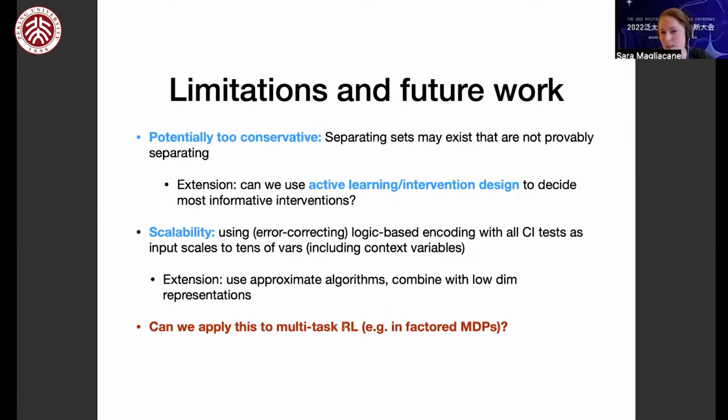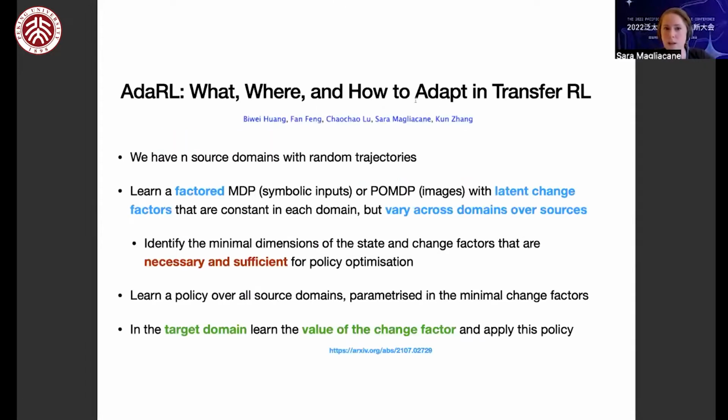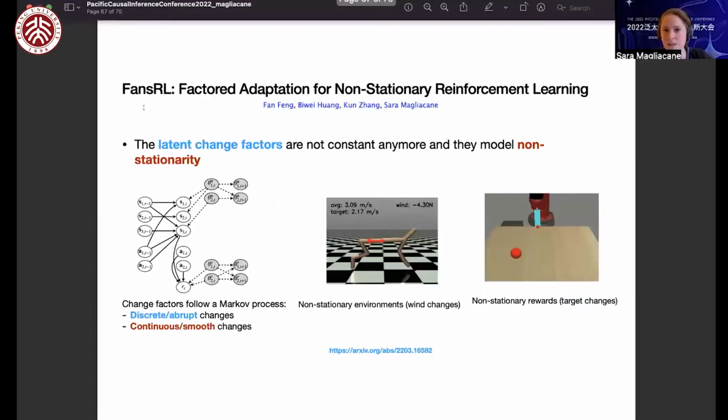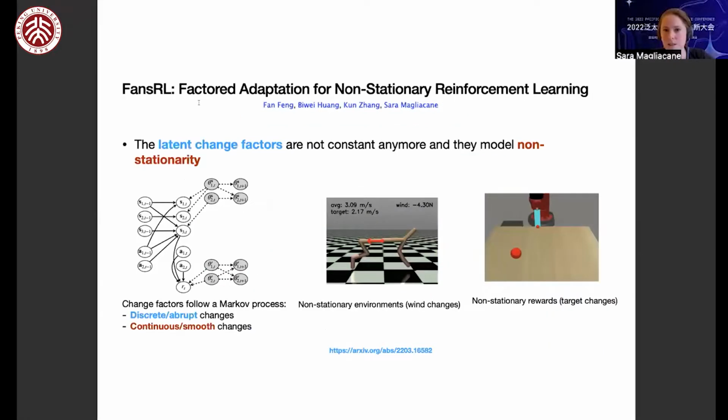So we applied this to many tasks in reinforcement learning. I hope Xiao maybe mentioned it already. So we worked a lot on learning factored MDPs and POMDPs and how to use this data in these cases. So we had some work on AdaRL, which was in ICLR or ICML last year, 2022. And then we had also some work which was just accepted to, Koen was mentioning before, on factored adaptation for non-stationary reinforcement learning.